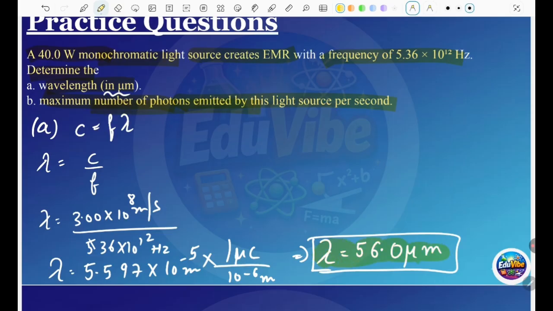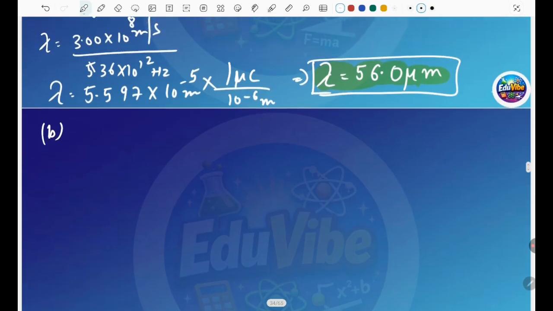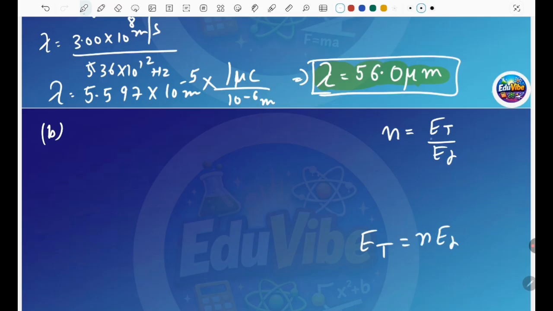Next, I'll find the maximum number of photons. We use some formulas which are not on your formula sheet. We discussed these formulas when we were doing the photon theory, so you have to watch that video for this. So for part B, to find the number of photons, N is equal to E total upon E photon. Basically, E total is equal to N times E photon. So we convert it into this, but we don't have E total and we don't have E photon.